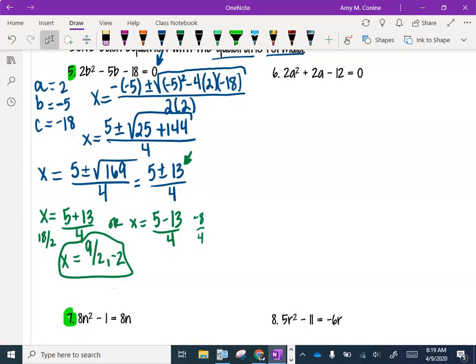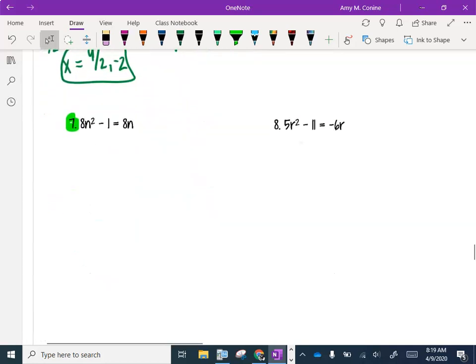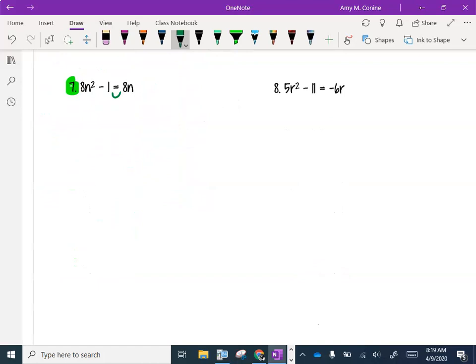So we're going to do number 7. Okay, number 7, we need to make sure that all of our terms are on one side. So I'm going to move that 8n over. So 8n squared minus 8n minus 1. I'm going to make sure that my trinomial is in that standard order that we always put it in, so I can make sure that my a, b, and c are right. So a, b, and c, I'm going to list them out. So now I'm going to put it in my quadratic formula.